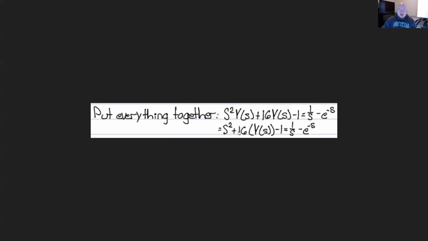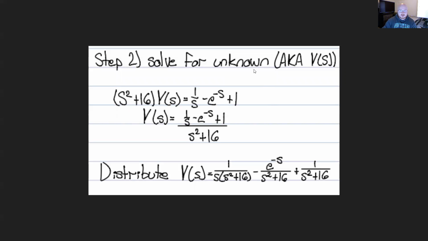Okay, so once you put everything together, you get s squared plus 16 times Y of s minus 1 is equal to 1 over s minus e to the negative s. Second step is just solve for Y of s, and that gives you 1 over s minus e to the negative s, plus 1, over s squared plus 16. Then I just distributed this s squared plus 16 to all three of these, and this is what you get.